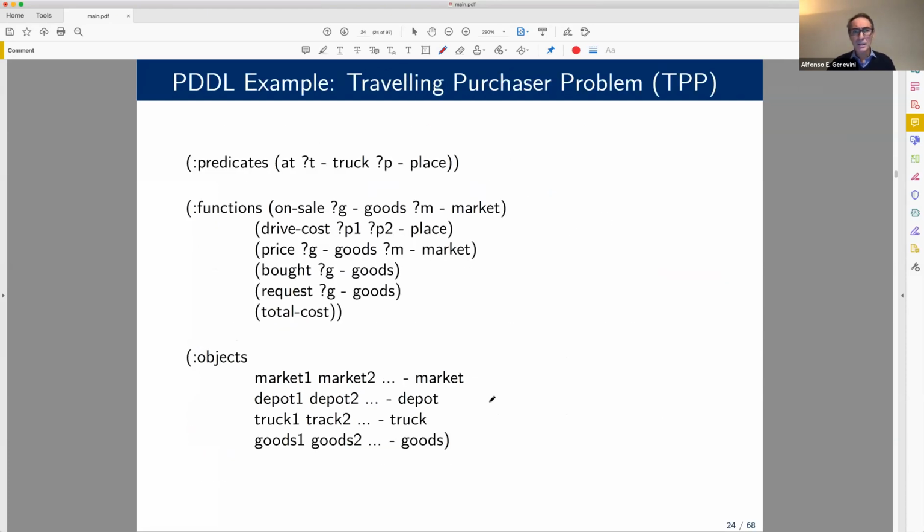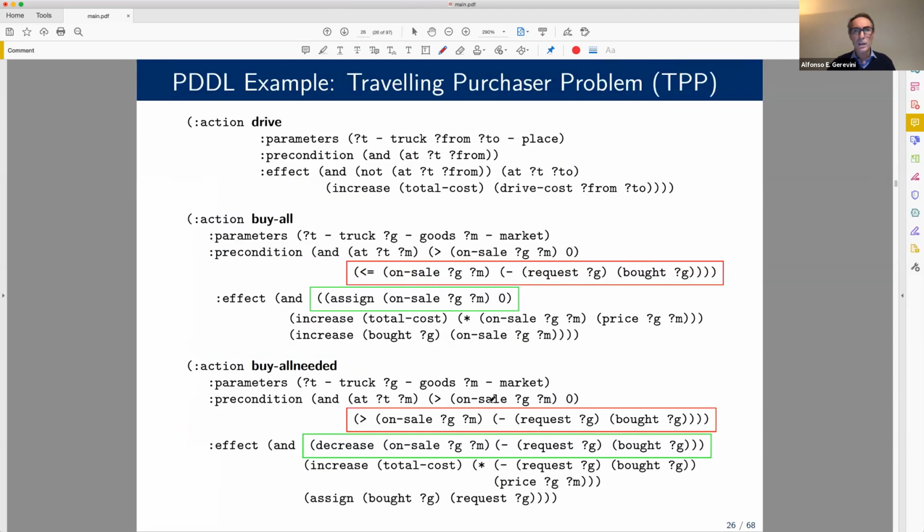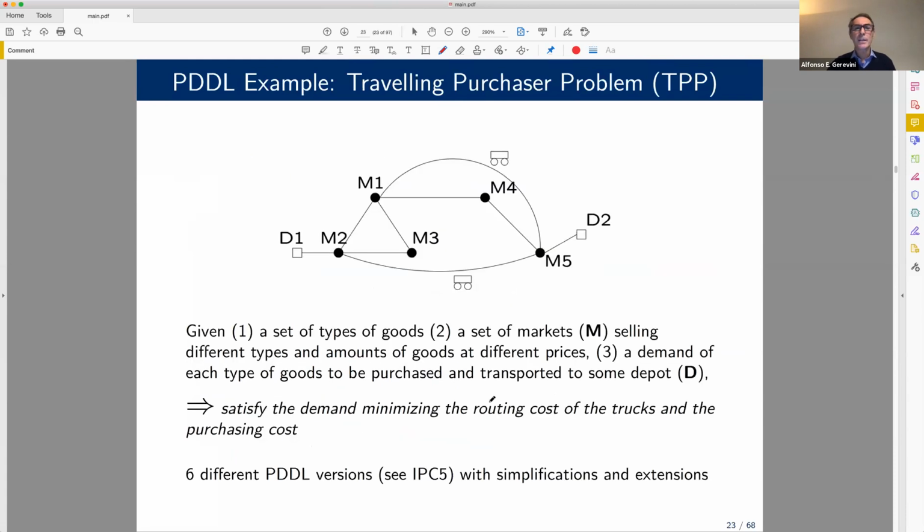Okay, so the last minutes of the first part of the presentation will be dedicated to a real-world example that is also studied in operational research: the traveling purchase problem, TPP, that we introduced in AI planning with the fifth International Planning Competition back in 2006. So in this problem we have a set of types of goods, a set of markets M, and these markets sell different types and amounts of goods at different prices.